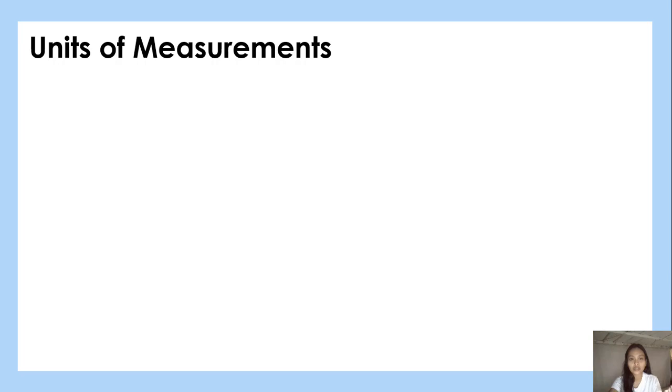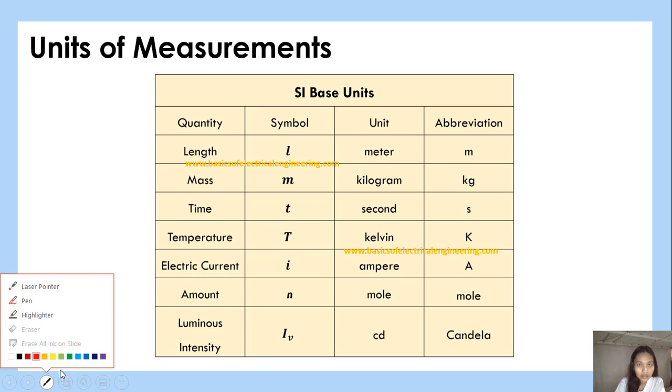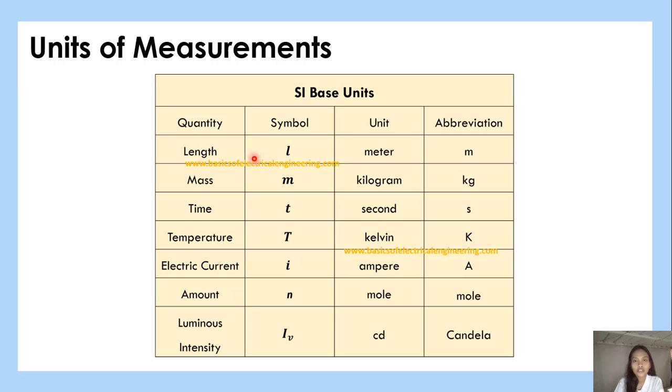So these SI units have seven base units. We have length, mass, time, temperature, electric current, amount, and luminous intensity. Here we have presented the symbol, its unit, and its abbreviation.